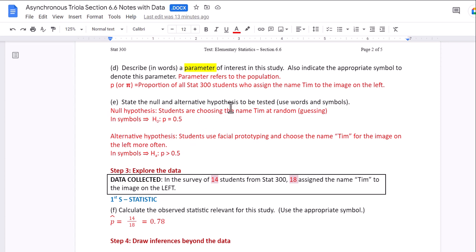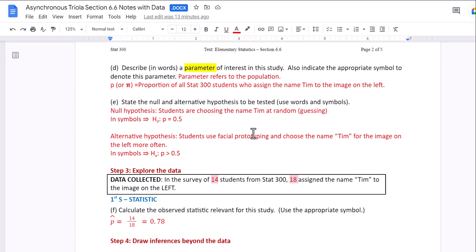So saying that people are not choosing at random, we have strong evidence that suggests that people are not choosing the name Tim at random. That doesn't say people are using facial prototyping. In terms of probability, what we can say is that because people are not choosing at random, it is more likely that people are using facial prototyping.